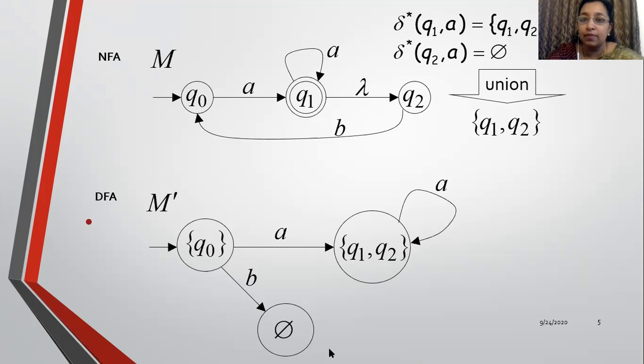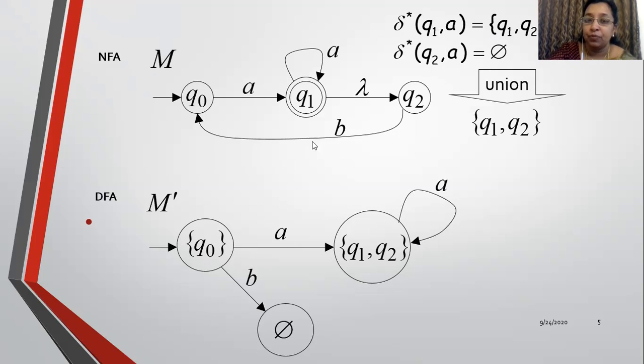From {Q1, Q2}, I have to check on A as well as on B. When I say {Q1, Q2}, how do I check it? It's delta star of Q1 on A separately and delta star of Q2 on A separately. Q1 on A leads to Q1, and Q1 on A lambda leads to Q2. Q2 on A leads to Q1 and Q2 itself, so you have a transition to itself.